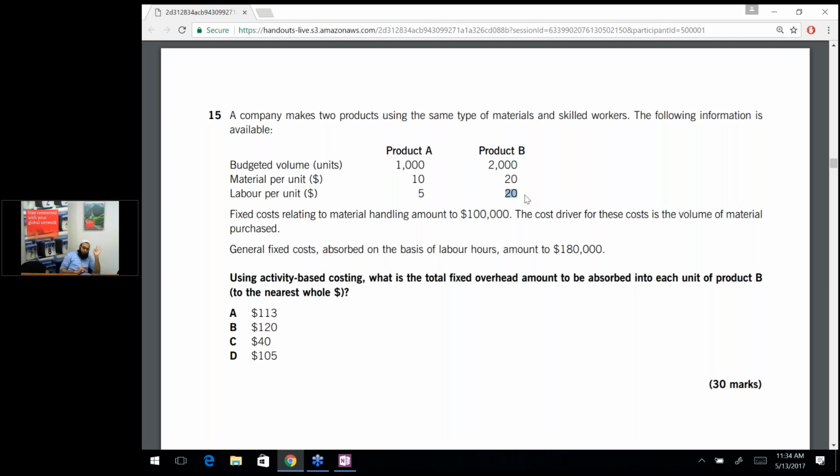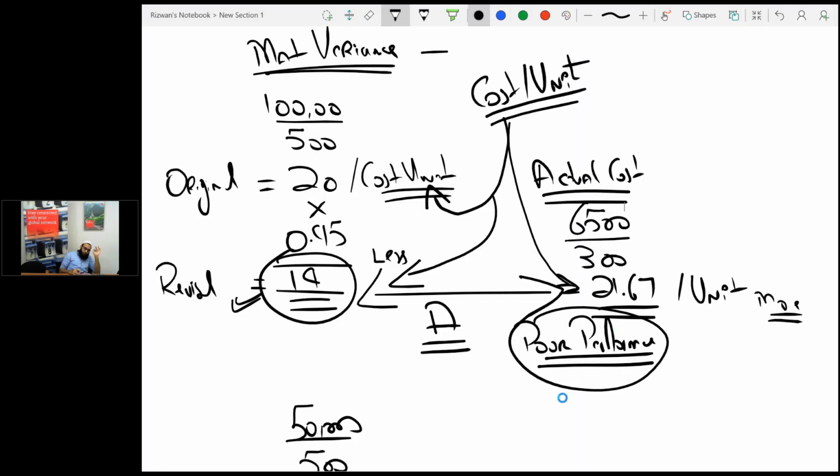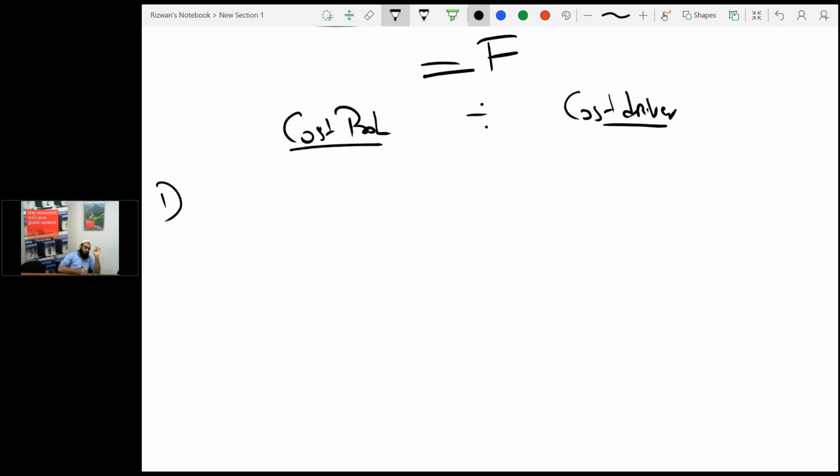So what do I need to do first? Cost pool, cost driver. There's no need to write this in the paper for MCQs as well. I'm just writing for your explanation. So the first cost pool is material handling, and the amount of that is 100,000. The cost driver for that is the volume of material purchased.